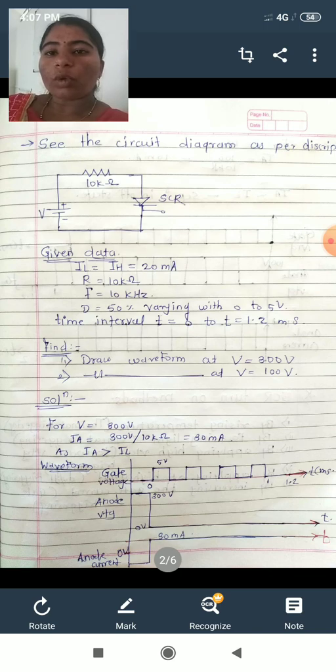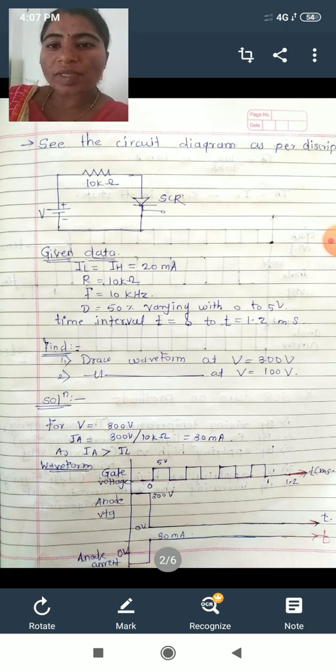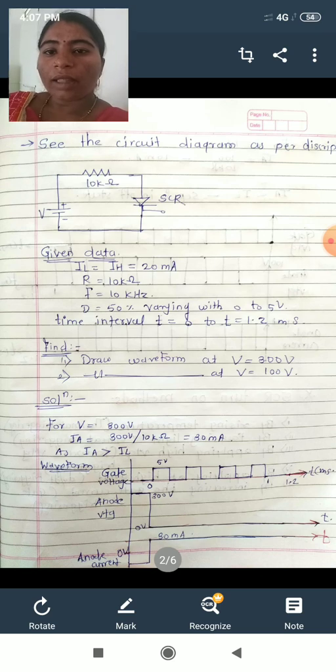Now, what do we understand from this problem statement? It says that first of all, sketch the diagram according to the statement. Now, this is the circuit diagram as per the description. According to the problem statement, we can draw this diagram: V is the voltage, then a series resistance is connected, having value 10 kilo ohm, and the SCR is connected as shown in the figure.